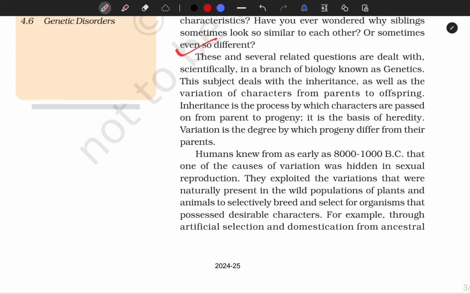Inheritance is the process by which characters are passed on from parent to progeny. It is the basis of heredity. Variation is the degree by which progeny differ from their parents.